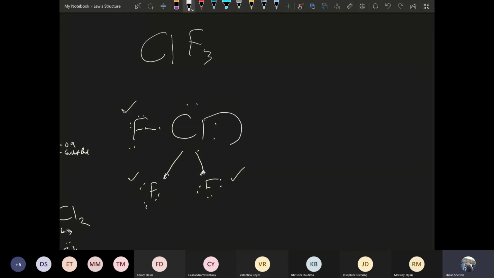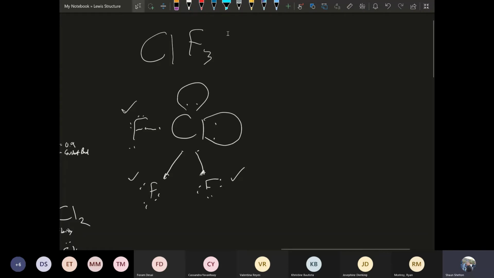Now, the chlorine also has 2 lone pairs that are left. So we're just going to go ahead and put them here on the left. We're not going to do anything with them, just representing that they're lone pairs. So now we have our Lewis structure drawn. So we're going to count this one just to make sure we have 28.